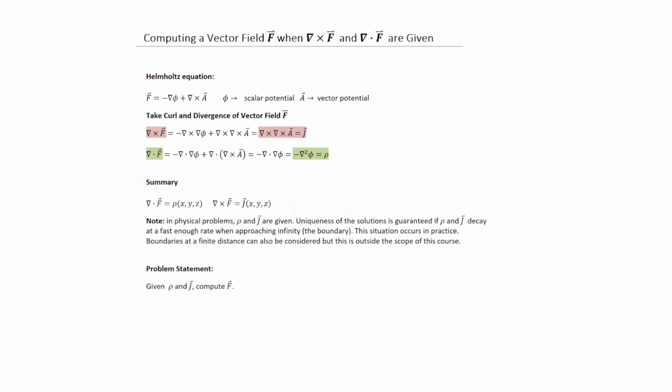On the other hand, boundaries at a finite distance can also be considered, but this is outside the scope of this course. That requires a little bit more detail, and again, it's buried in the appendices, but you're not responsible for it. So the basic problem statement becomes: given rho and J, compute F. That's the problem. However, in its current form, even this is a difficult problem to solve, but we're going to be looking at problems where there's a high degree of symmetry, and under those circumstances it turns out it actually becomes a manageable problem.